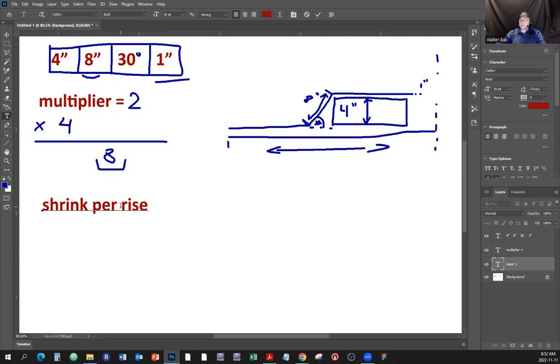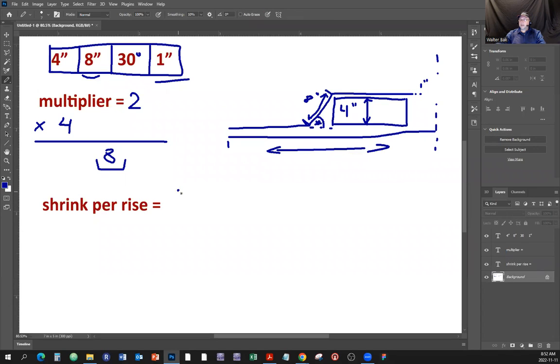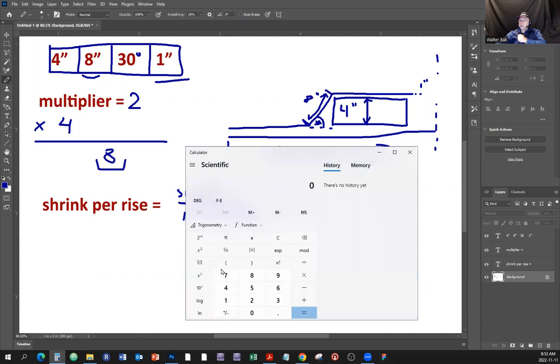Shrink per rise is sine over the theta divided by 1 plus cosine of that angle. All right, so what do we have? Sine of 30. Remember what we had? Sine of 30 is 0.5. 30 degrees, sine 0.5. Okay.